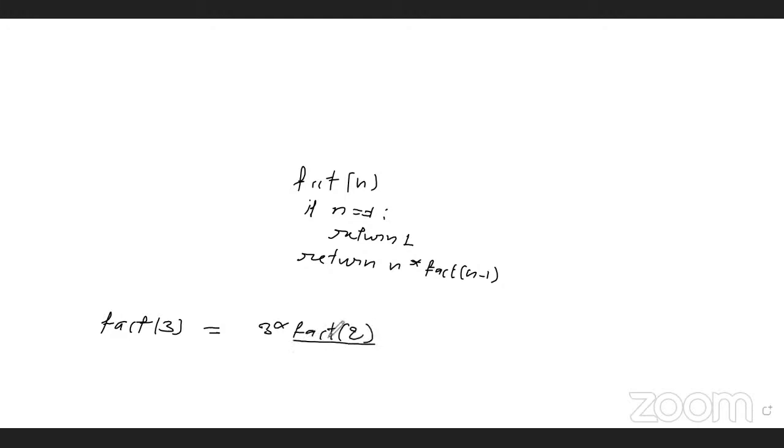Now this function is calling factorial 2. So what is factorial 2? Again it will go to this function definition, because n is not 1 again, so it will return n times factorial n minus 1, so this will be 2 times factorial of 1, right? Now look, this is calling this function. So what is here? n is 1, so it will return 1. So 3 times 2 times 1. Now it is just a simple expression, so the output will be 6, right? So a function can call the same function.